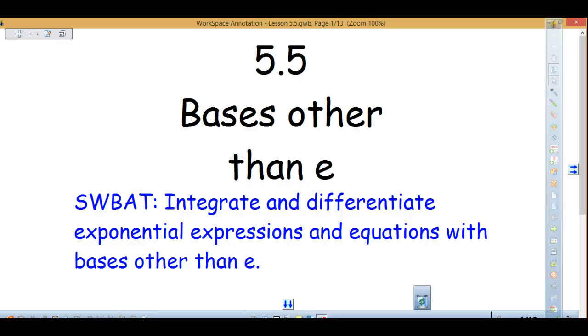All right, in this lesson we're going to continue adding some of the derivative and integral rules. So far in this chapter you learned how to differentiate and integrate using exponentials with base e. So we do need to address what the derivative and integral rules look like for bases other than e. If we had 3 to the x or 4 to the x, how would that rule behave differently than the ones that we've already learned?